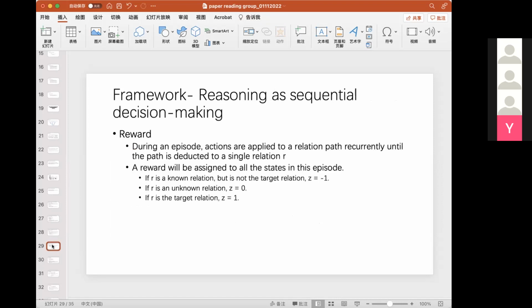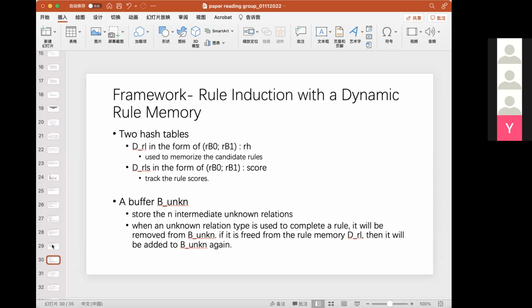And then that is the sequential decision making. After that, the model will also have another component, which is the dynamic rule memory. As we mentioned before, this is just a table, and it will take the relation pair as the key, and it will take the head relation as the head. It is used to memorize the candidate rules of length 2.